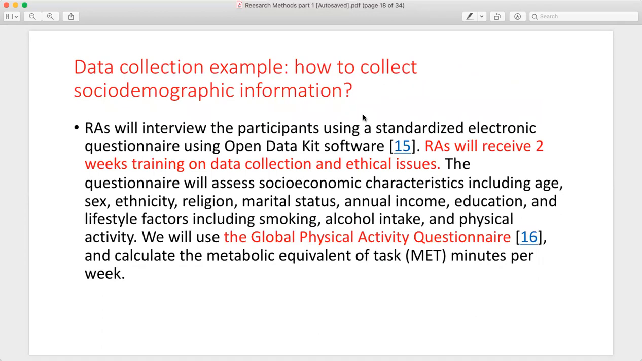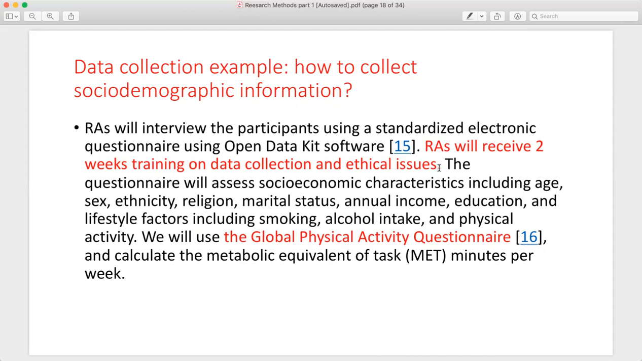So for the data collection, readers are also expecting a very detailed method of how we are collecting the data. For example, for the socio-demographic information, we have written that research assistants will interview the participants using a standardized electronic questionnaire using Open Data Kit software. RAs will receive 2 weeks training on data collection and ethical issues.